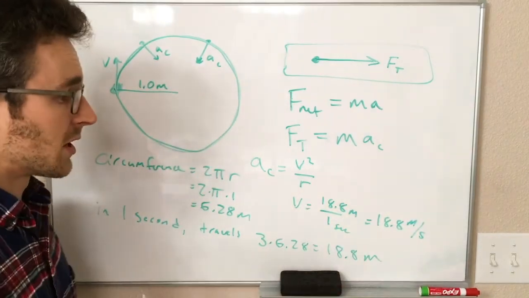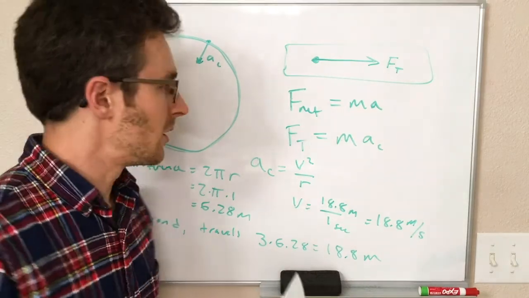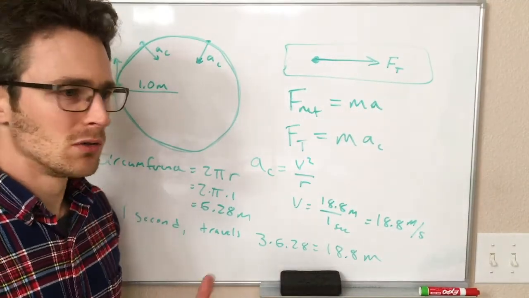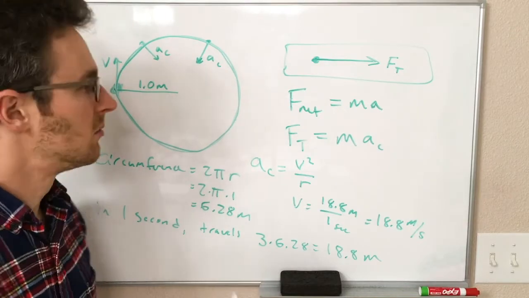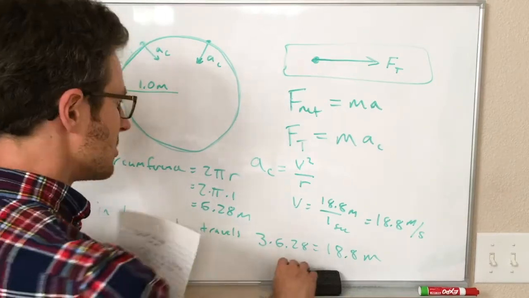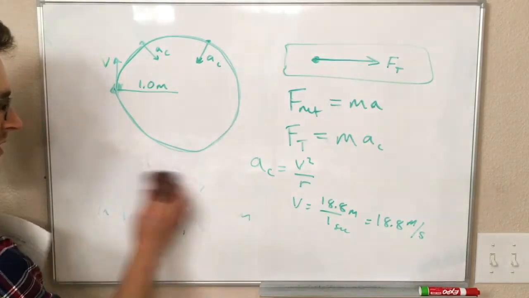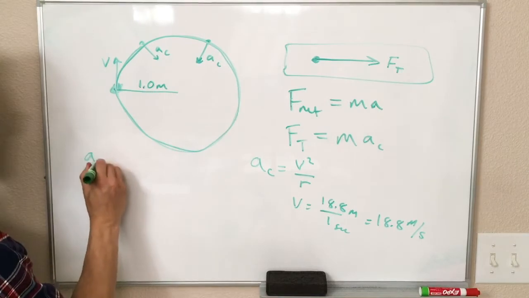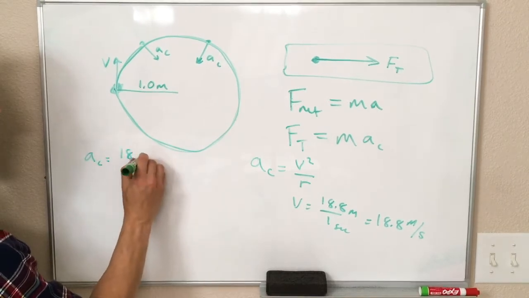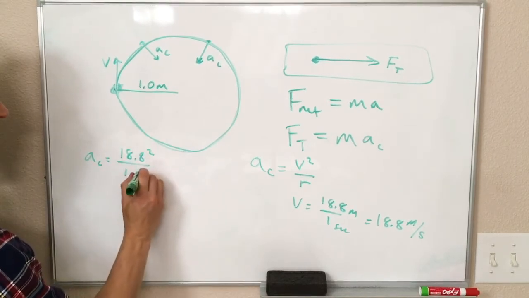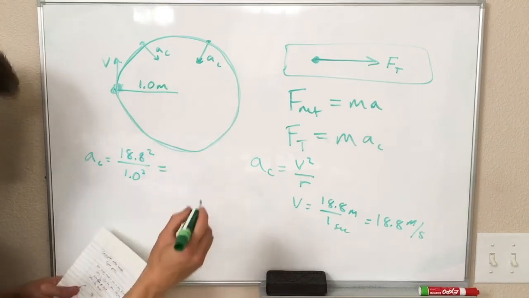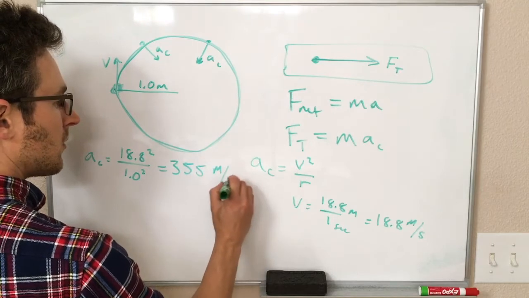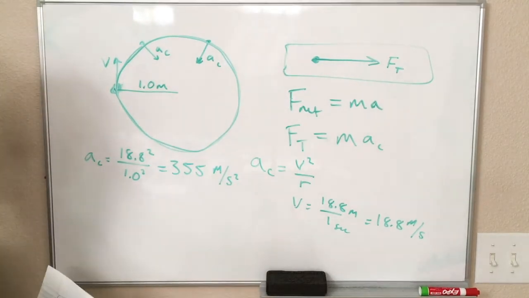So 18.8 meters per second is pretty fast. That's like 40 miles an hour. And the rock weighs about half a pound, so I would not want to be standing too close to this. It would probably do some damage. All right. So we're ready to plug in for our acceleration now. Our centripetal acceleration is equal to 18.8 squared over r squared, that is 1 squared. So this is equal to 355 meters per second squared.